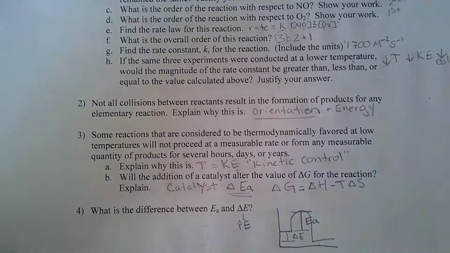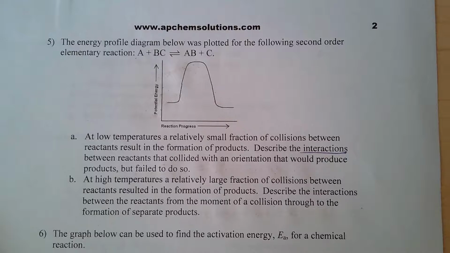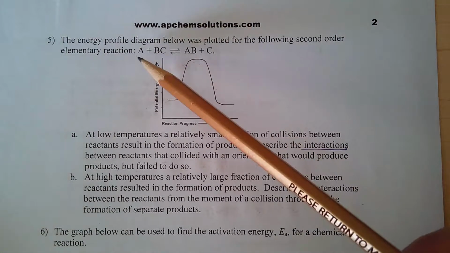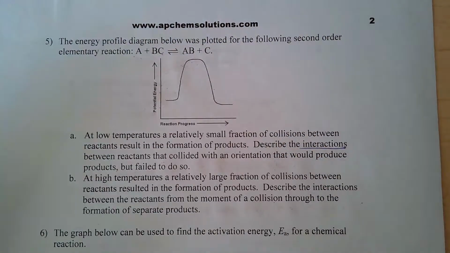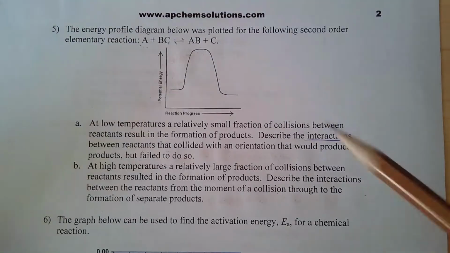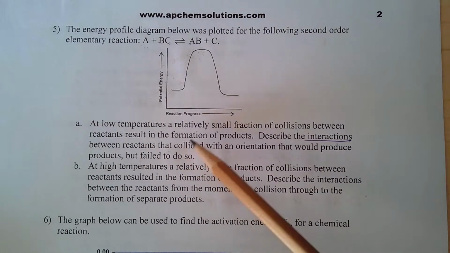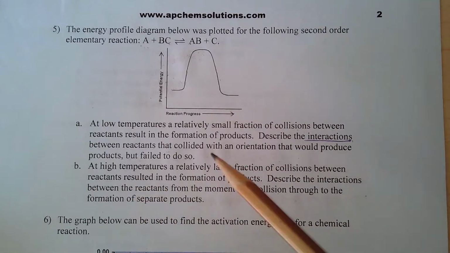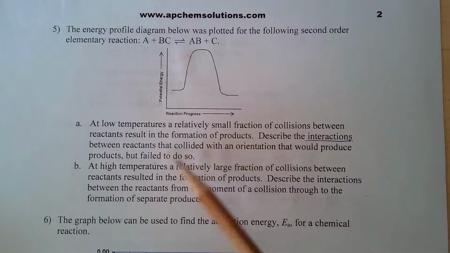All right, if we move on to question number 5. Question 5 says the energy profile diagram below is plotted for a second order elementary reaction. A plus BC is in equilibrium with AB plus C. At low temperatures, you have a relatively small fraction of collisions reacting and resulting in the formation of products. Describe the interactions between reactants that collide with an orientation that would produce products but failed to do so.